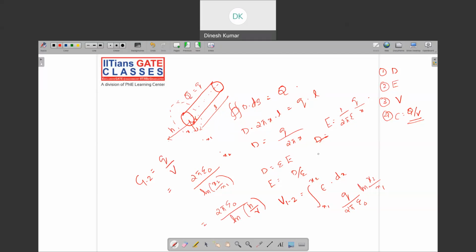This is very simple only. We can actually find this. Okay, so we are considering this Q for unit length, right? This is basically capacitance per unit length, so the unit will be farads per meter. Because this Q is actually charge per unit length, so it will be capacitance per unit length.